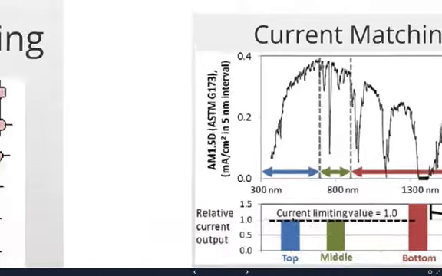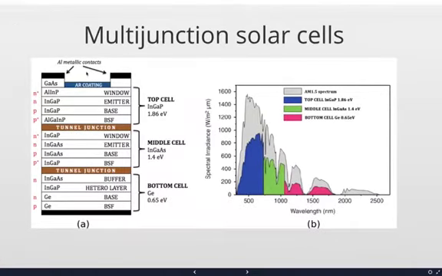Unfortunately, if you look at this architecture here, the current has to flow through all of them in series. So this is the top one, it creates some current. This is the middle one, creates some current. This is the bottom one, creates another current. All of them have to pass through, so it's all connected in series.